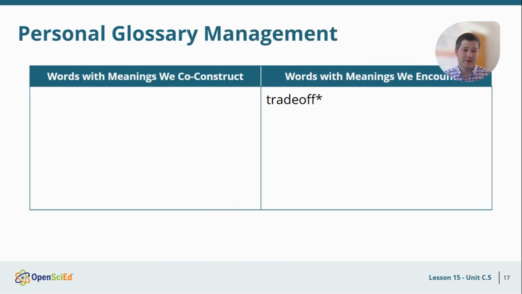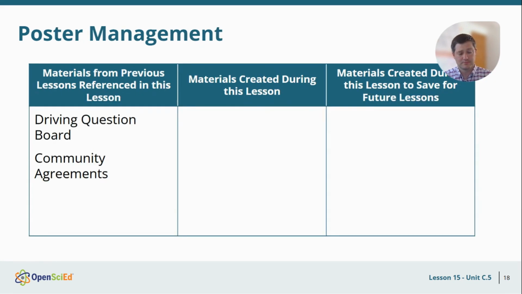In terms of personal glossaries, they're going to have to use the word trade-off. That's a term whose meaning we've encountered before, but it pops up again as well. And then finally, posters. There's the driving question board. That's something that we're going to close out for the year, as well as the community agreements, which students will reflect on.